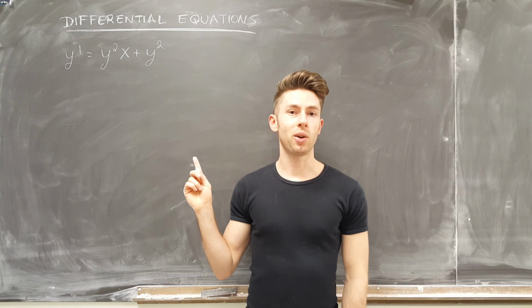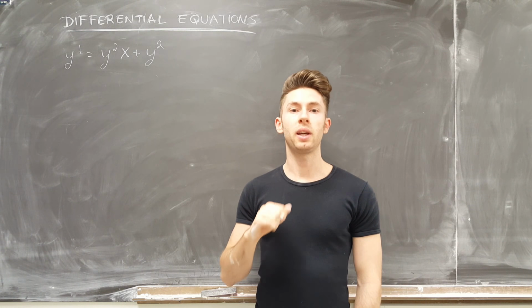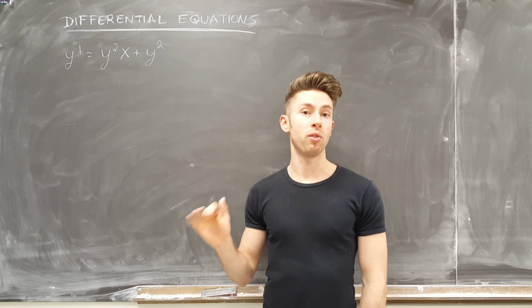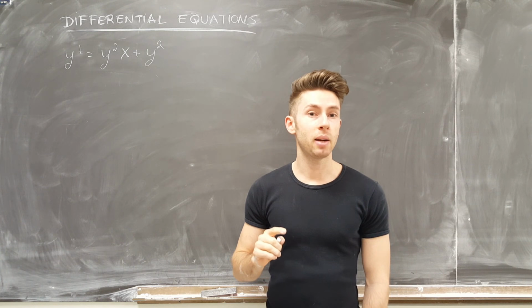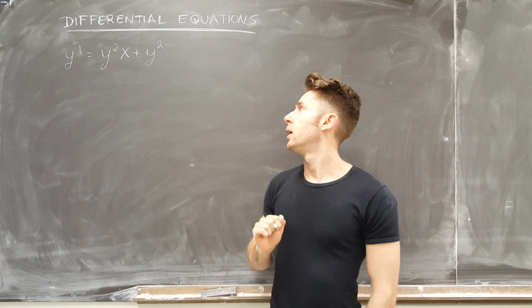So we're facing this differential equation. Let's see what we have. First of all, it's first order, so it could either be linear or with separable variables. Clearly it's not linear because we have y squared. So it must be with separation of variables.